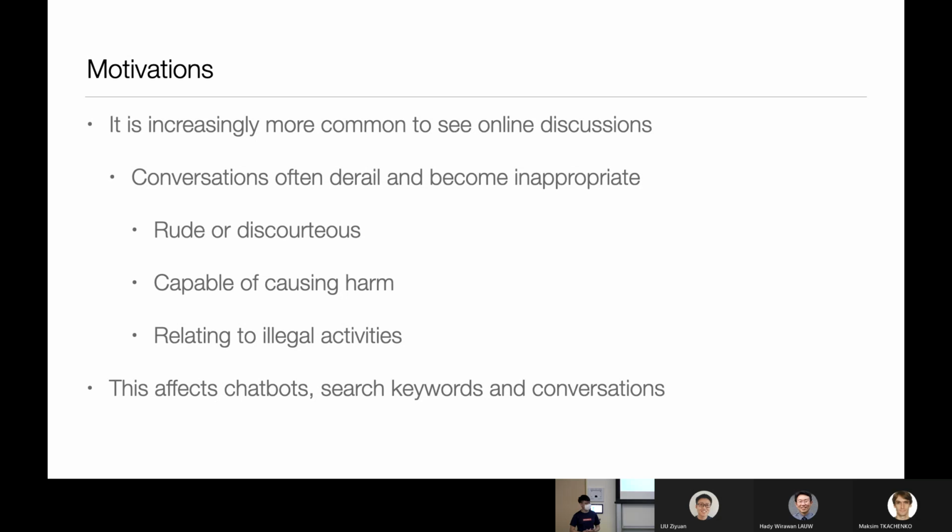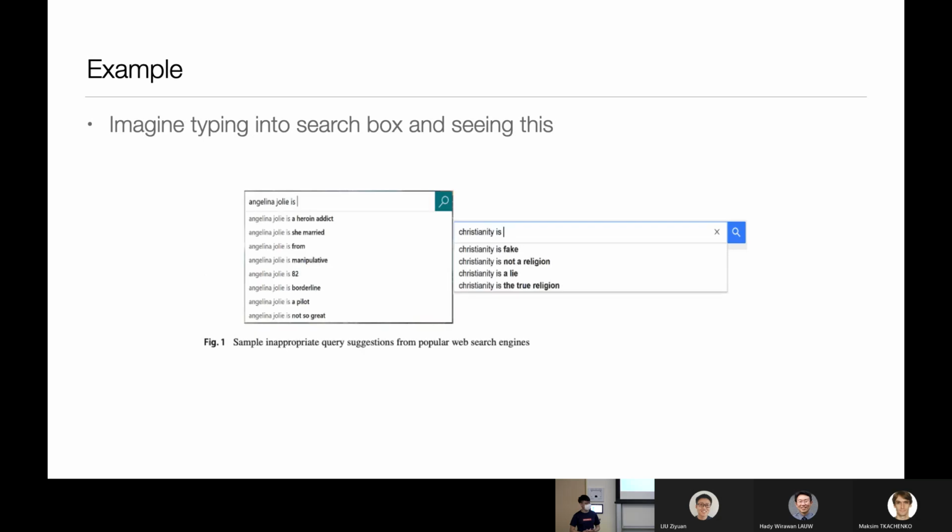And the issue with this is whenever you type all this in, let's say into search boxes, into chat boxes, they actually learn it. And once they learn it, if you go to Google and you type in some content like "Angelina Jolie is", then you find out that Angelina Jolie is a heroin addict. You don't want that to show up on your autocomplete. Or "Christianity is fake" or whatever. We don't want that to show up. So that's all inappropriate.